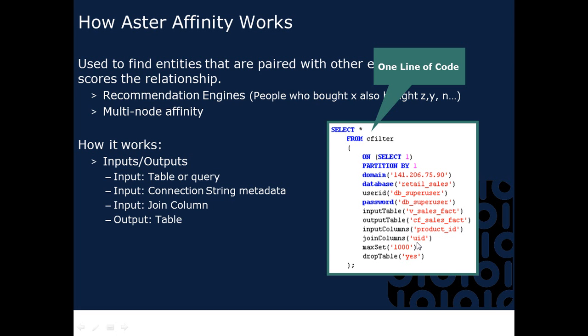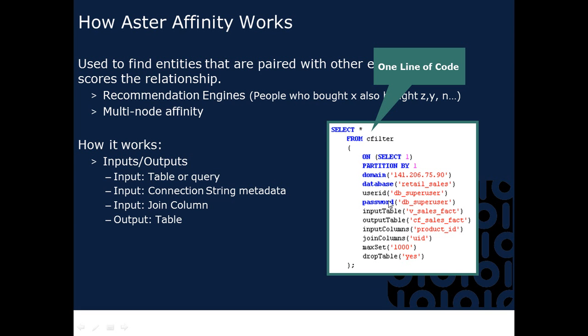The UID, or the basket ID, is my basket identifier that contains the products to be compared with other people's unique baskets. So this is really the basket header unique identifier. And I could say max at 1,000, but I don't have to, and drop table yes. So that means I'm going to drop my output table when I run this again. If you notice, this is the one statement to do all of that.